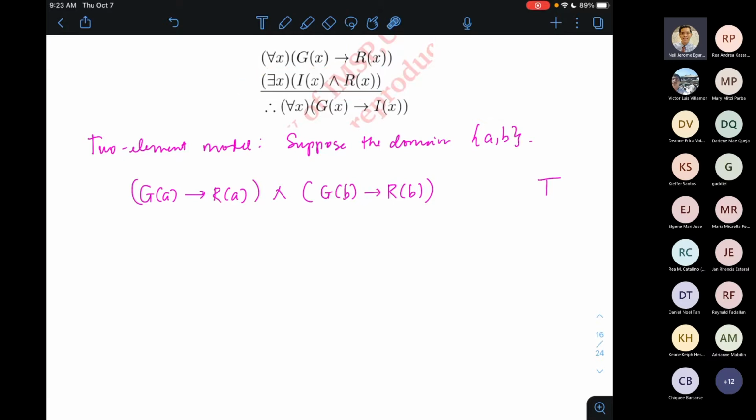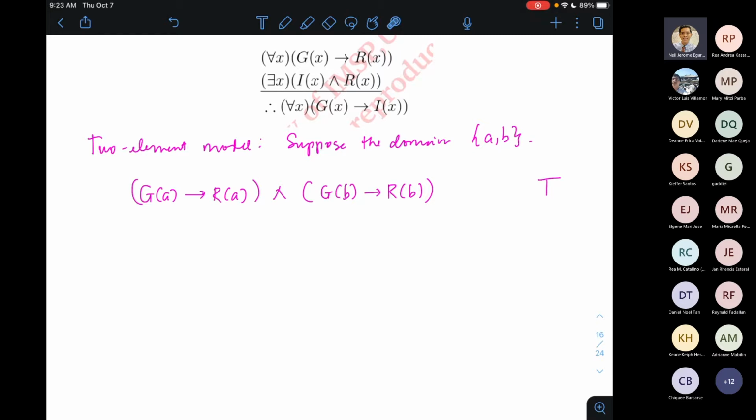Ang sabi ng statement number two, there exists an x such that I of x and R of x. So meron daw nag-exist na element ng domain na totoo yung I of x and R of x. Pero ilan yung laman ng domain natin? Meron tayong dalawang laman ng domain. So ibig sabihin, posibleng totoo yung premise number 2 kay a o kaya totoo siya kay b. Pwede rin naman totoo siya sa parehas. Ang hindi lang pwedeng mangyari ay hindi siya totoo dun sa parehas.